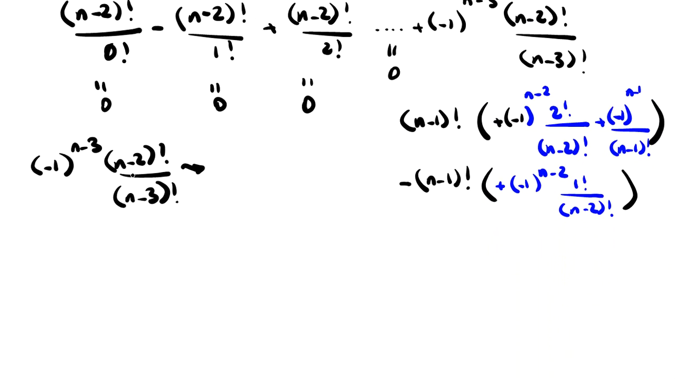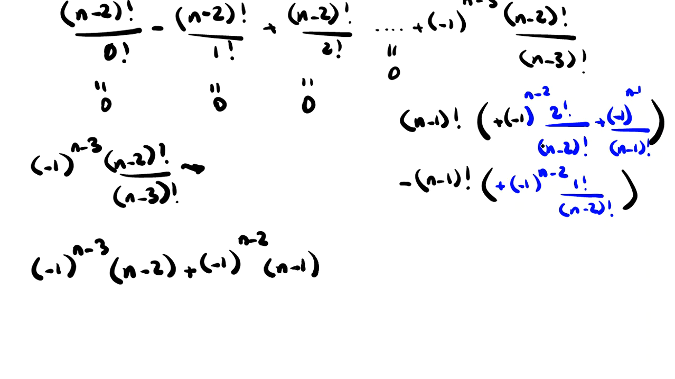So here, if you multiply (n-2)! over this, it will be negative 1 to the power of (n-3) times (n-2). And plus this term, here it will be negative 1 to the power of (n-2), if you multiply, (n-1) is left here and times 2. And this one, plus negative 1 to the power of (n-1), if you multiply here, it will be negative (n-1) times negative 1 to the power of (n-2). And here it's 2, yes, plus this.